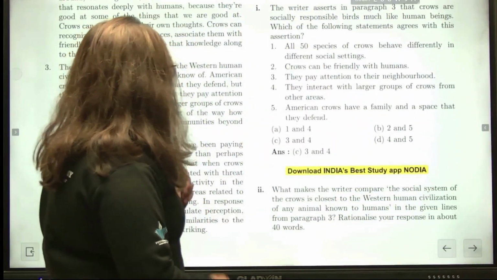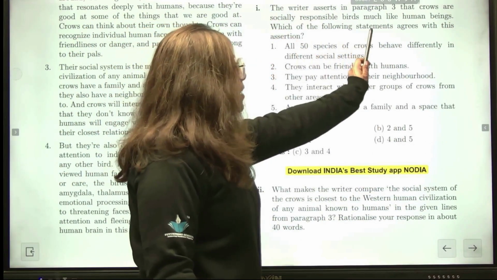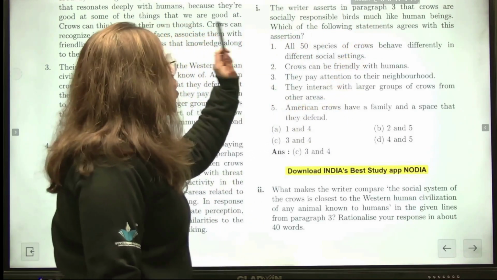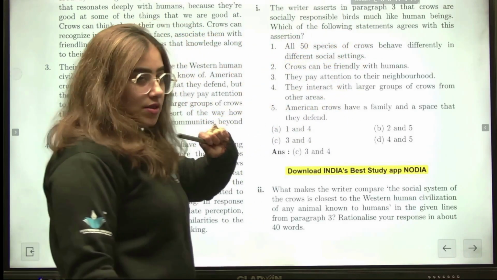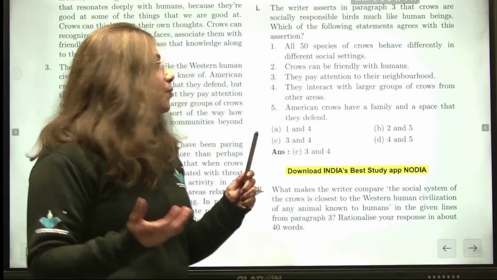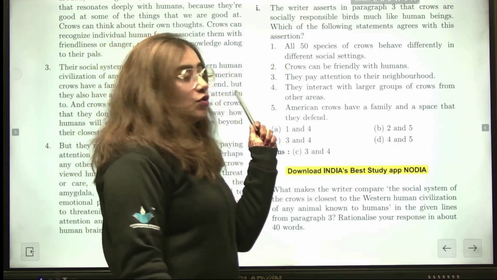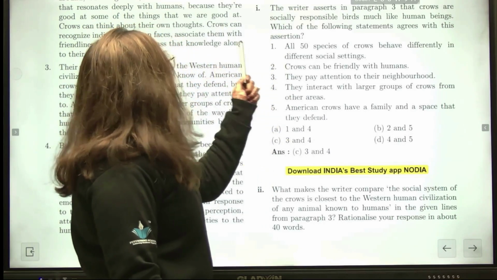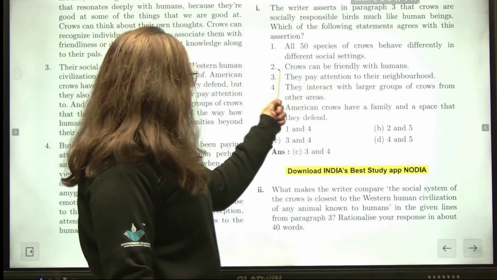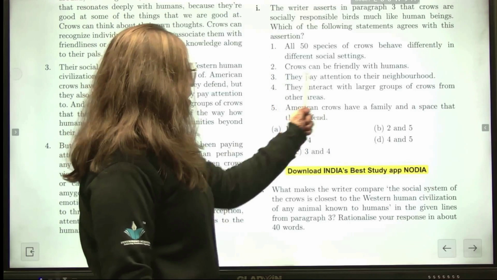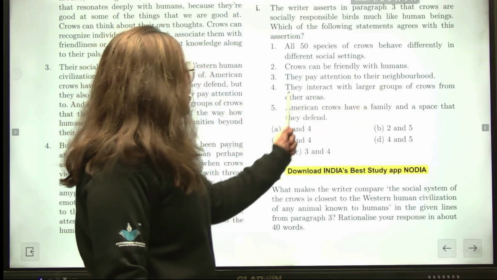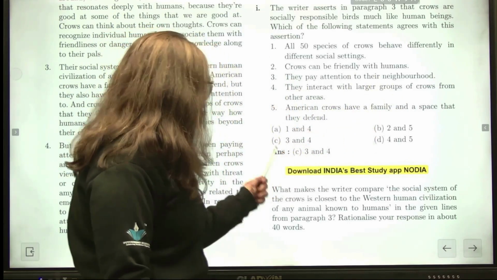तो सबसे पहला question ये बोलता है, the writer asserts in paragraph 3 that crows are socially responsible birds much like human beings. Which of the following statement agrees with this assertion? तो पैराग्राफ 3 में बोला गया है कि जो crows है वो socially responsible birds हैं human being की तरह. तो कौन सी statement से तुम agree करते हो with this assertion? All 50 species of crows behave differently in different social settings. Crows can be friendly with humans. They pay attention to their neighborhood. They interact with larger group of crows from other areas. American crows have a family and a space that they defend.